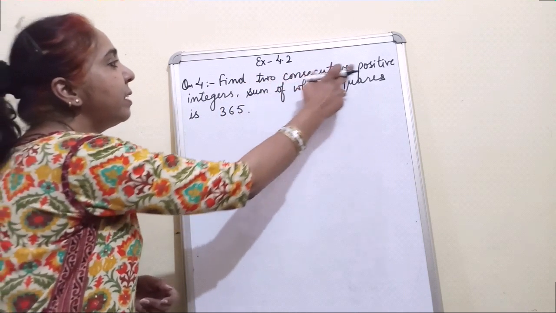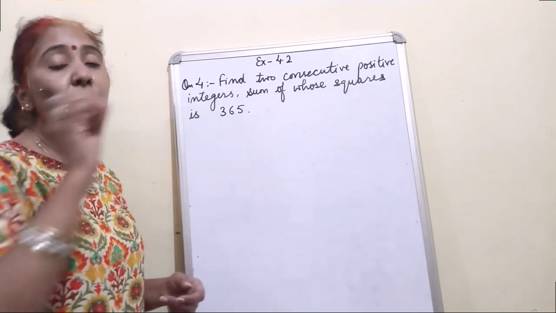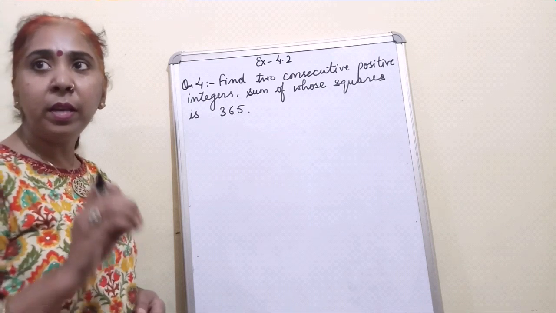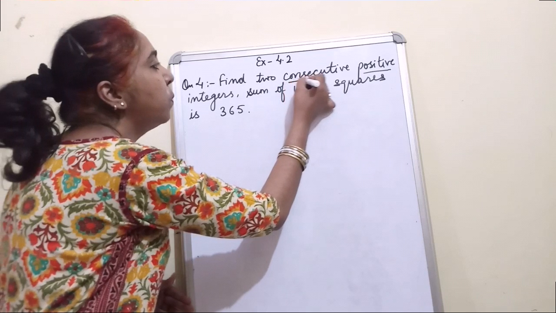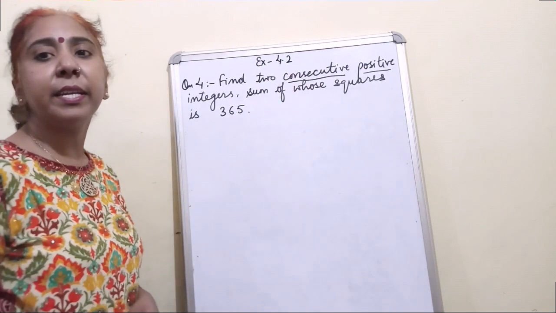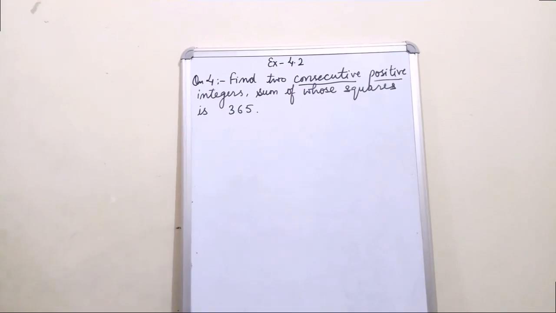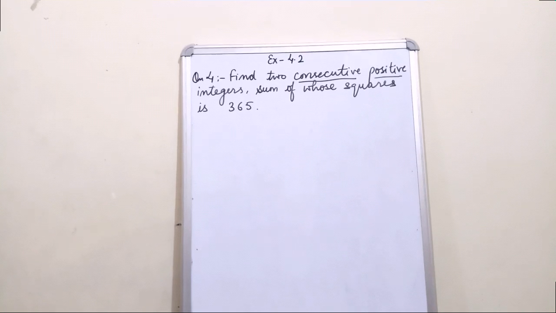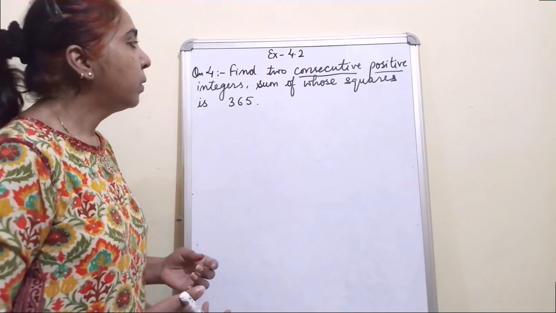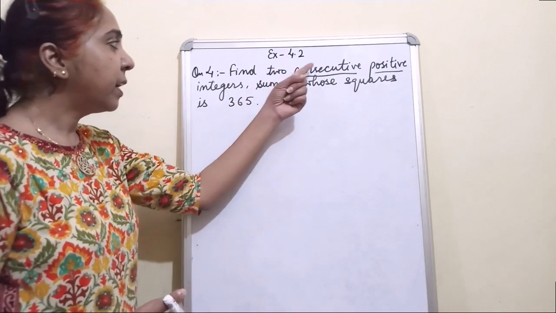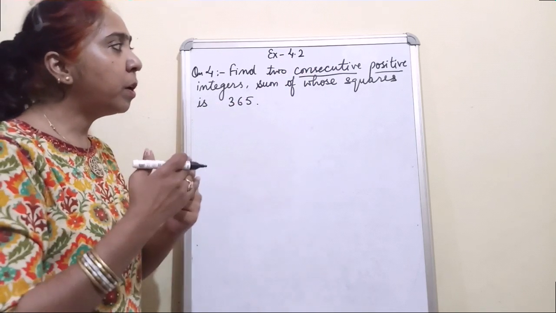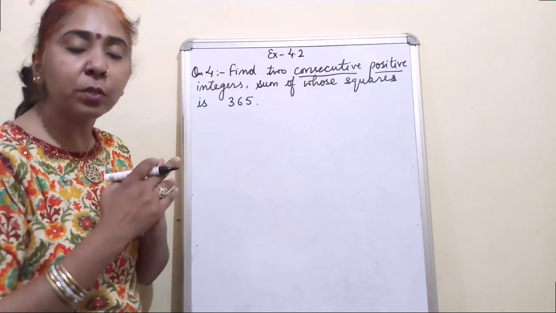Find two consecutive positive integers. Few points you have to note down: one is the word positive and the second is the word consecutive. These two words will definitely help you solve the equation. Consecutive means two numbers whose gap is just 1.